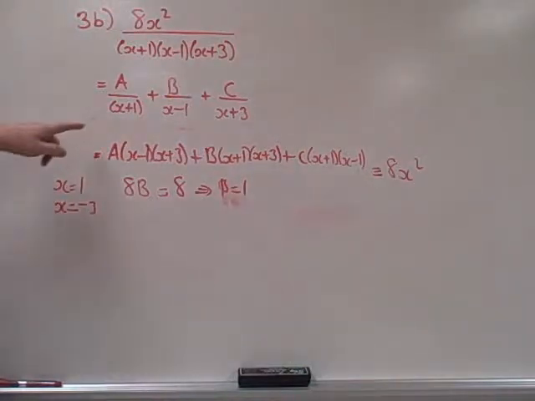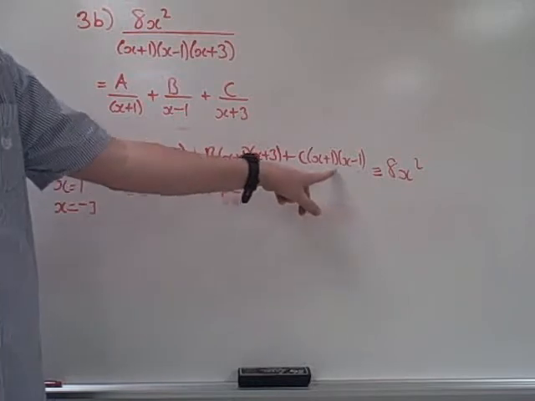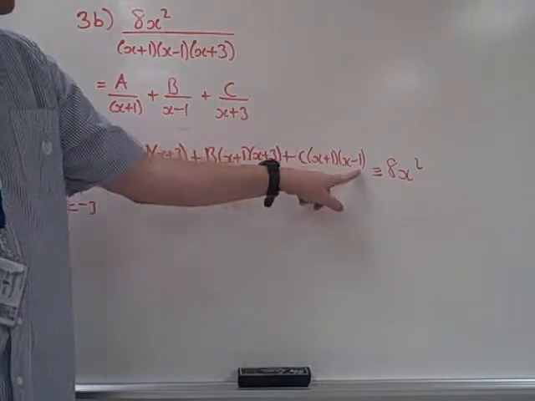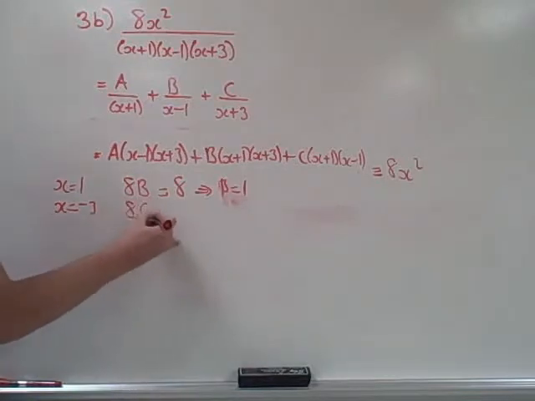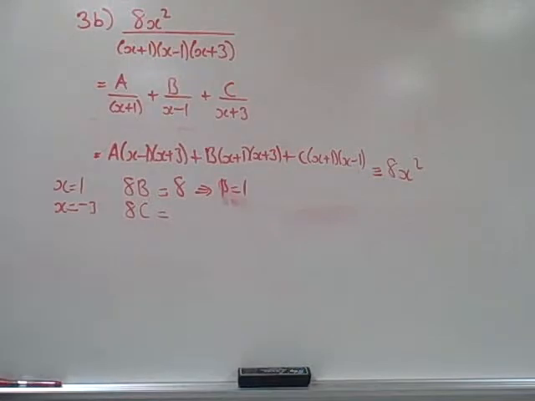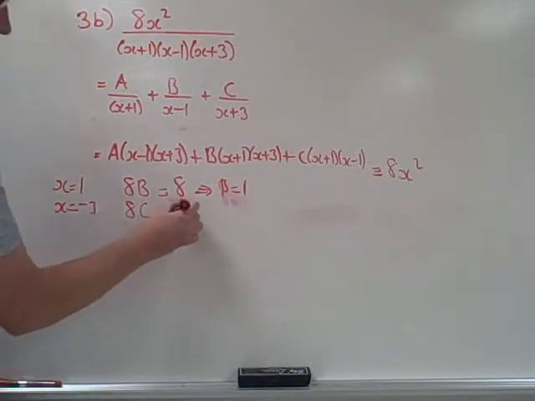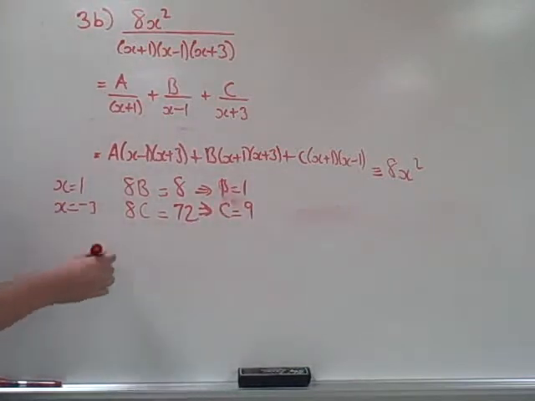I also think negative 3 is a good value to choose, because that would also make one of the parentheses equal to 0. It would also make this one 0 as well. So if we plug negative 3 into here, we get negative 2. And here we get negative 4. Negative 2 times negative 4 is 8. So 8c equals, if we plug negative 3 into here, negative 3 squared is 9, times 8 is 72. And therefore c equals 9.